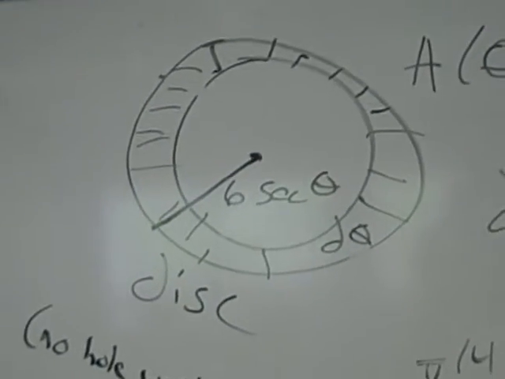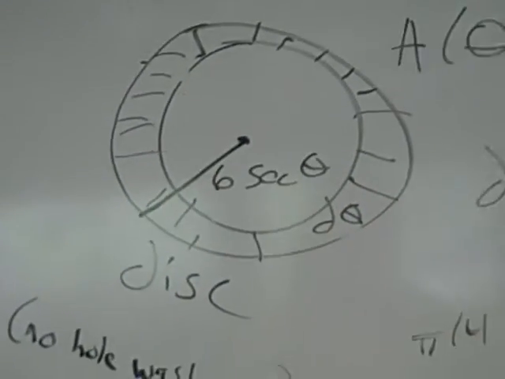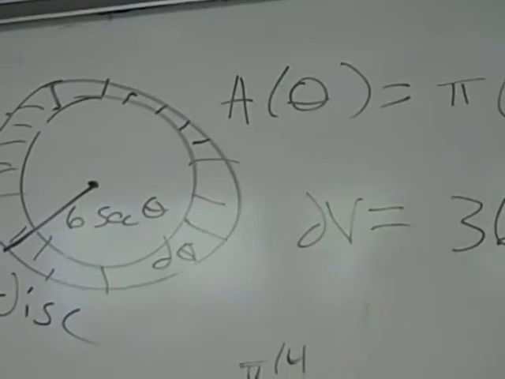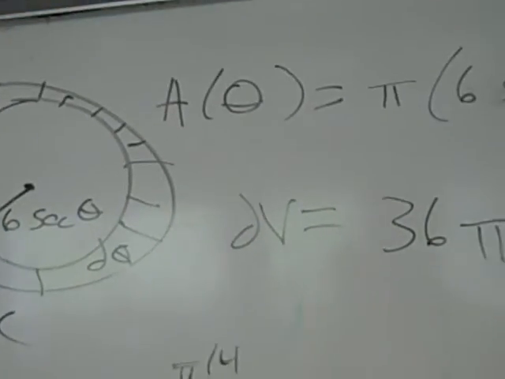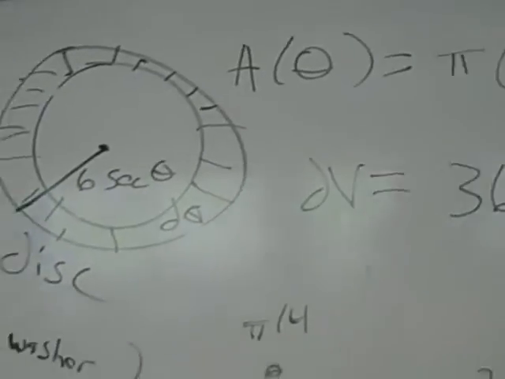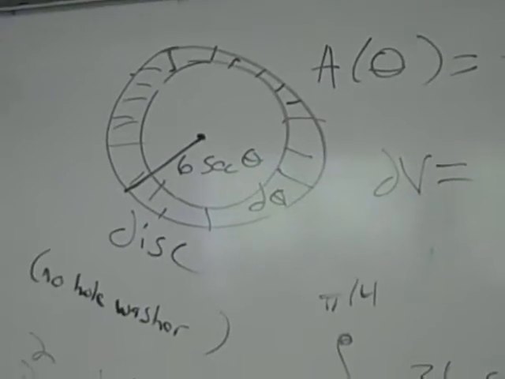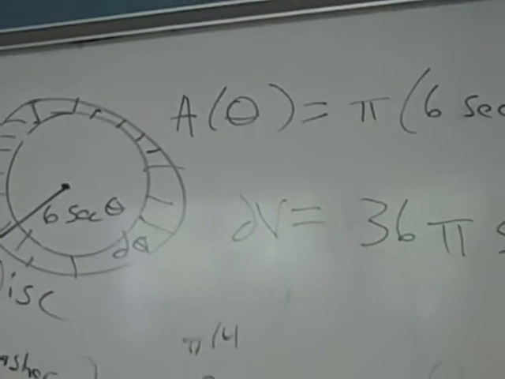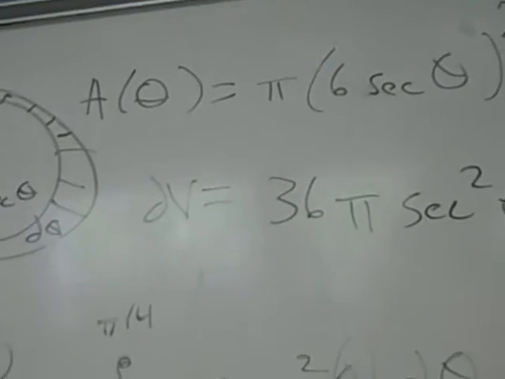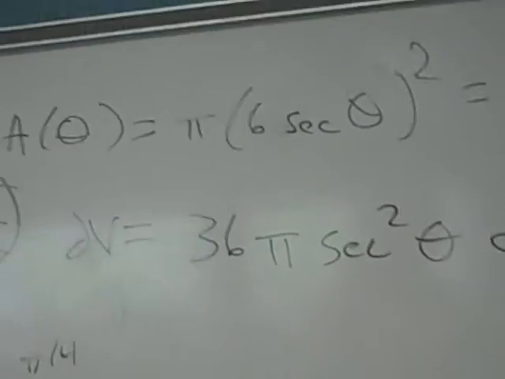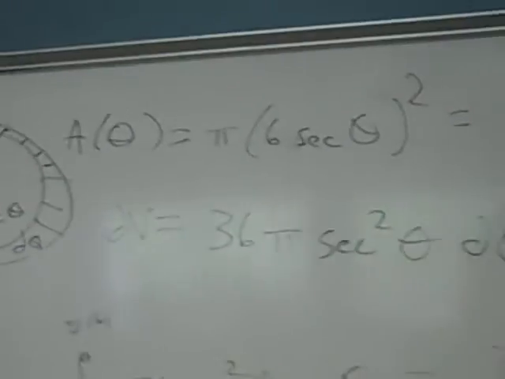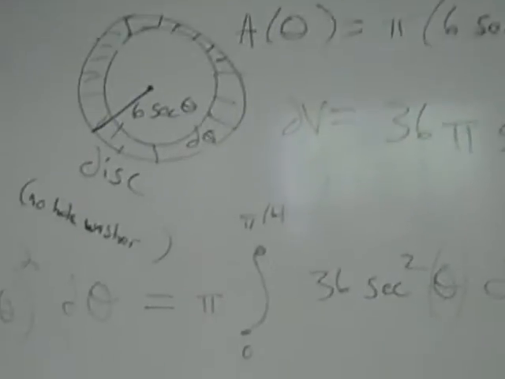Now, for this very, very thin disk, if I choose any face of the disk, the area of that cross-sectional face is going to be pi r squared. That's just, it's a circle. The face is a circle. So A sub theta is going to be pi r squared. But r, we're not really going to use r. We're going to use 6 sec theta, because that's what the radius is, this little radius chord right here.